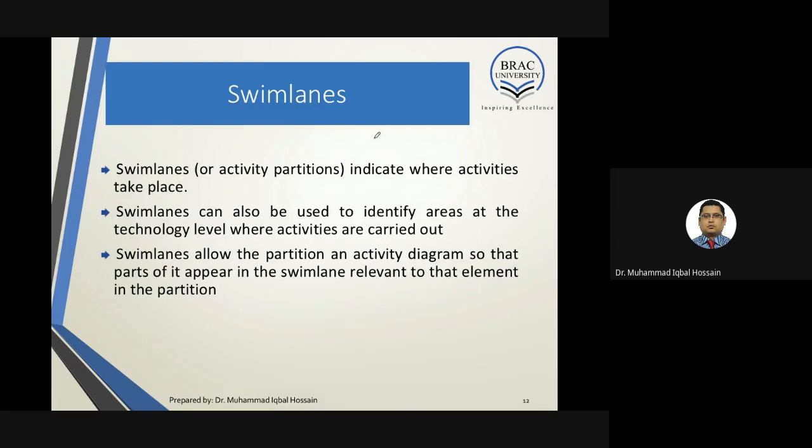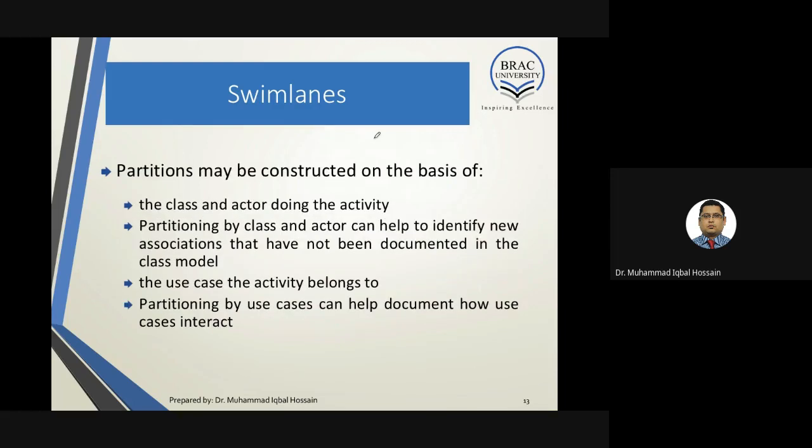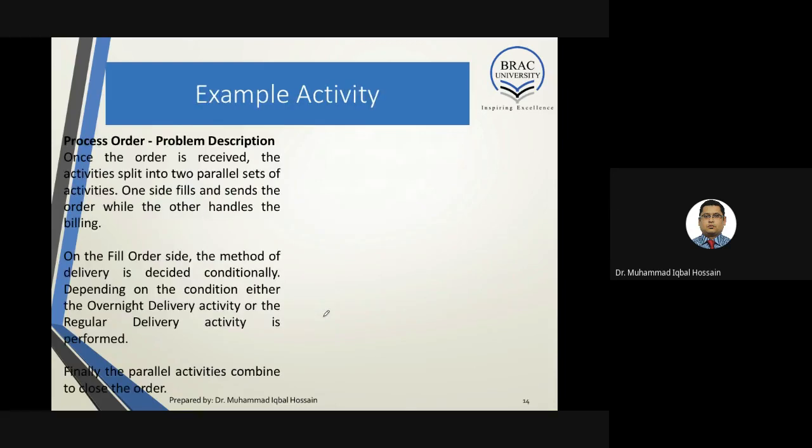Okay, I'll show you some examples. So this is the thing: the class and actor doing the activity. Which class, which object, or which actor is doing the activity? We put them in separate lines, or we partition them in separate lines. Okay, it's better to show you the example.